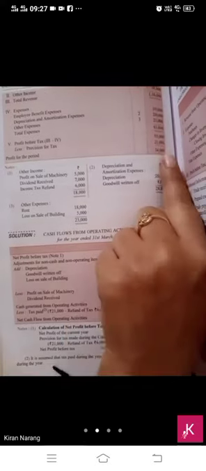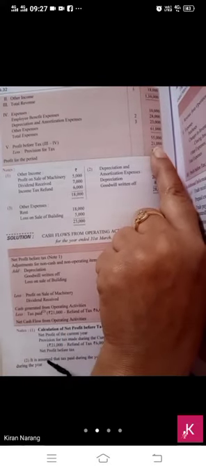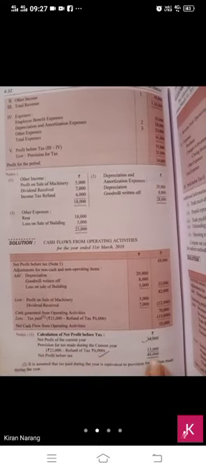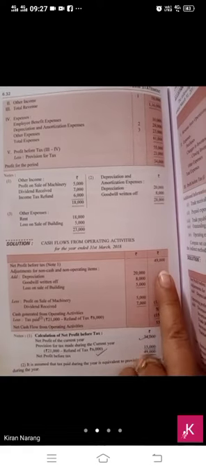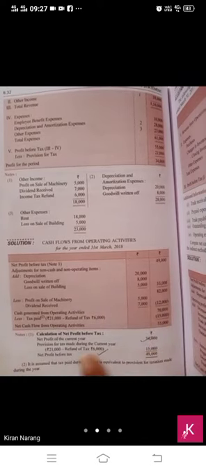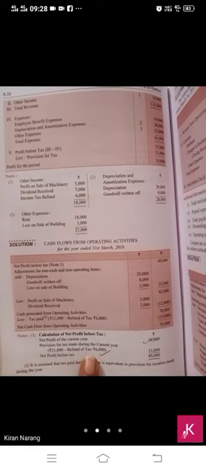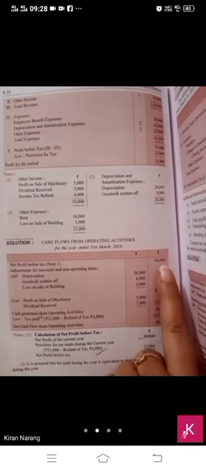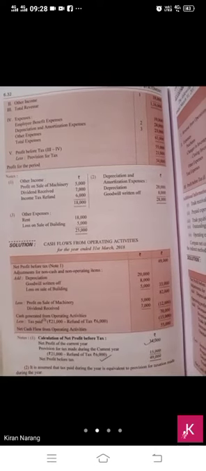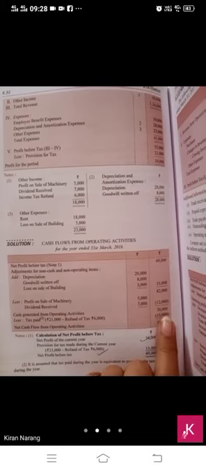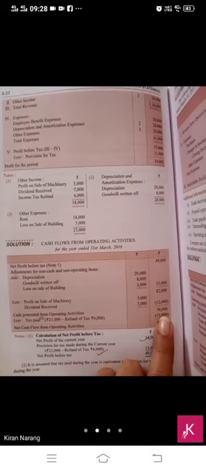In the working note, we have to add the profit and provision for tax. Only two things we have taken from here: profit plus provision for tax minus refund of tax. The profit becomes 49,000. 34,000 was the profit. We have added the provision for tax and subtracted the refund of tax. 15,000 we have added, it becomes 49,000. No, there was no change in working capital. No information is given regarding current asset and current liability. So this is your cash generated from operating activity.